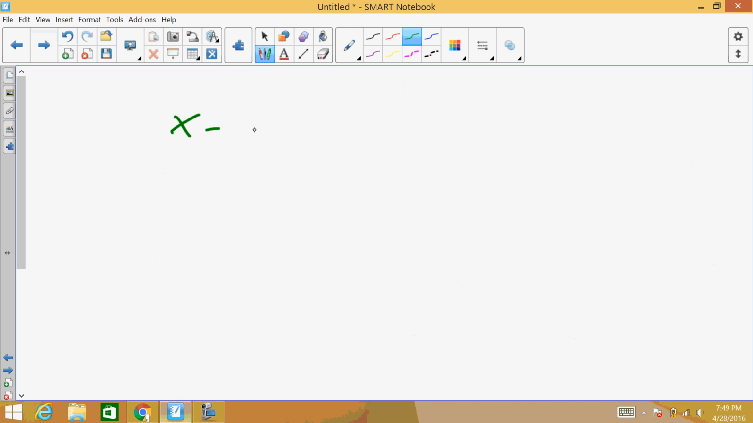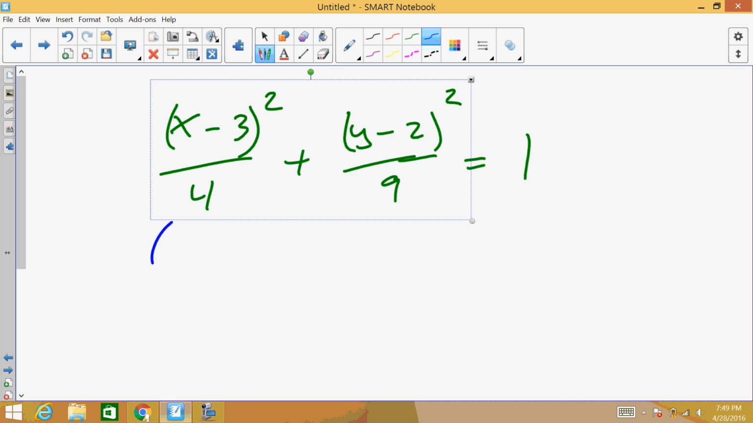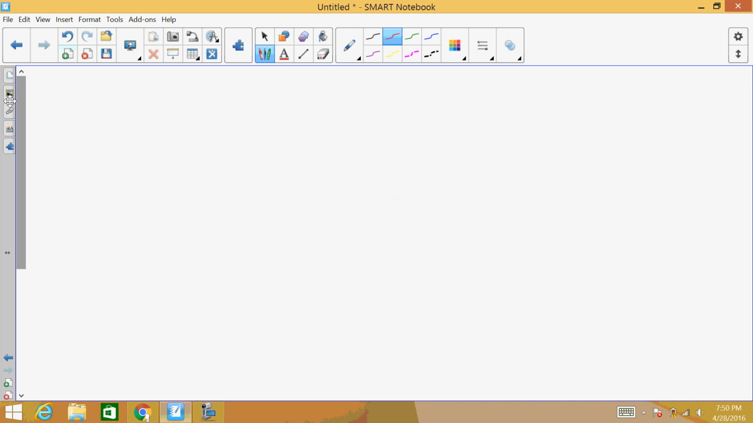(x minus 3) squared over 4 plus (y minus 2) squared over, let's go with 9, equals 1. So I'm going to look right here and say, well, a squared equals 4, so a is 2. Make myself a note while we're here. b squared is 9, so b is 3. My center, h comma k, is 3 comma 2. So I'm going to start plotting those, see where they come out in my graph.